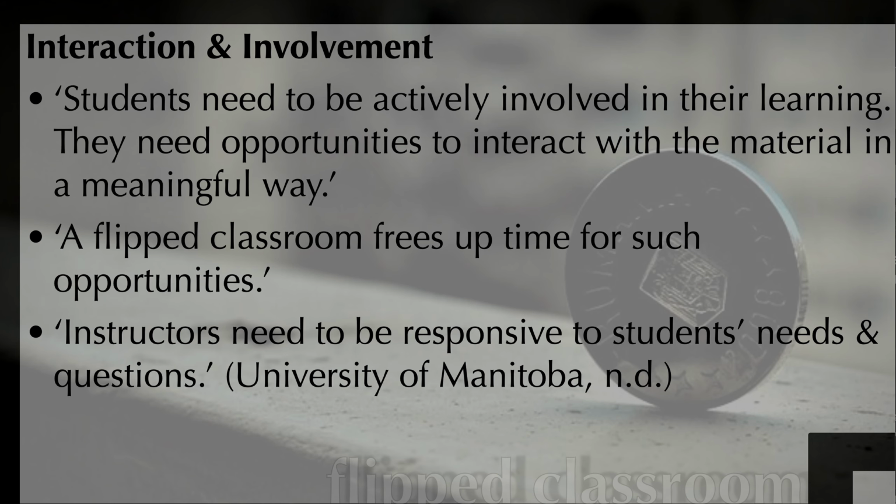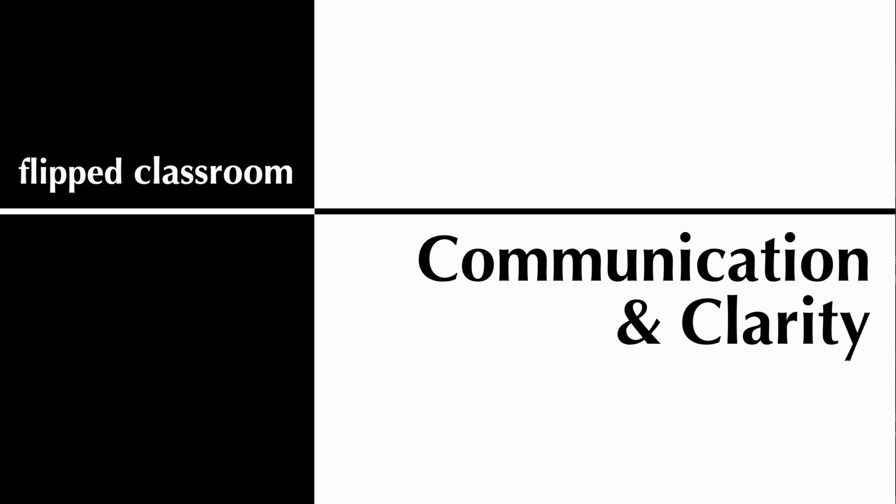So you can improve interaction, have more involvement if you do a flipped classroom, because again, you're freeing up time for these types of opportunities that may be missing in a traditional classroom environment. However, to have this actually be useful, you want to make sure that the instructor actually is responsive to student needs and questions. The C is communication and clarity, the double C.